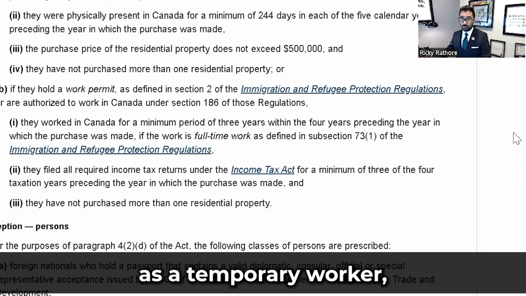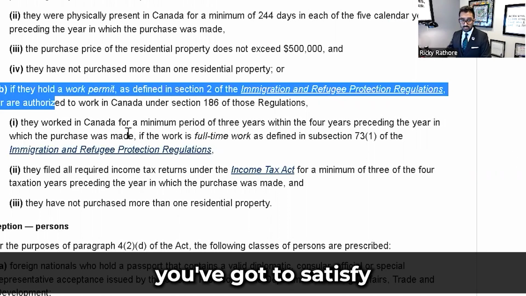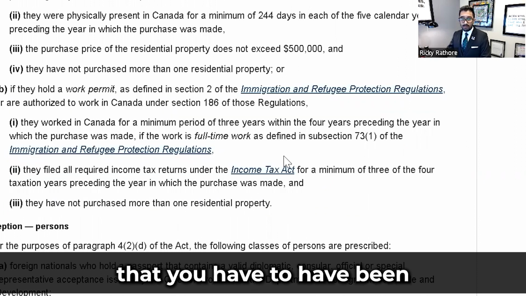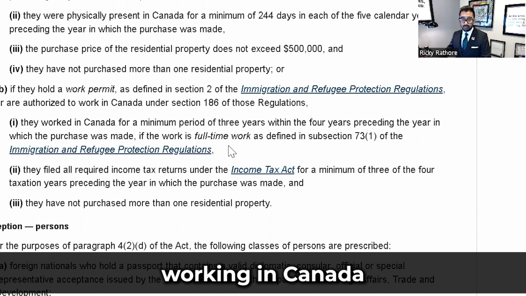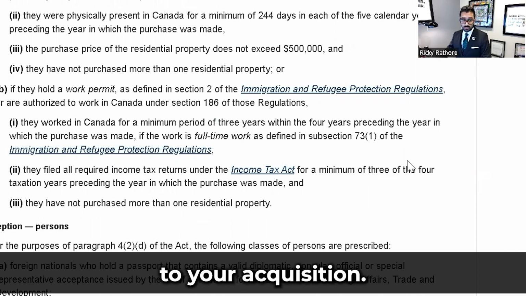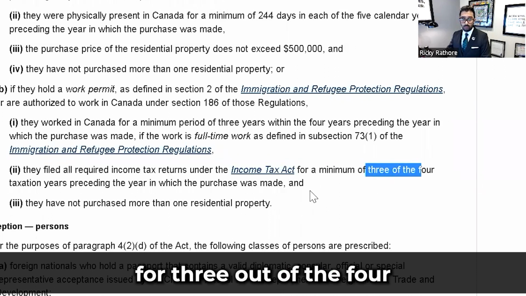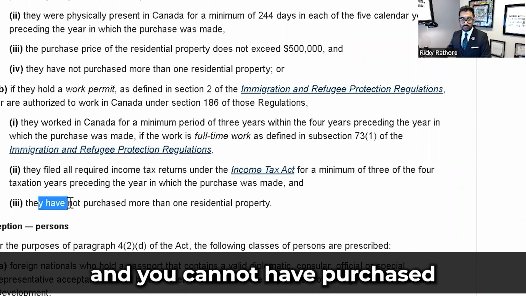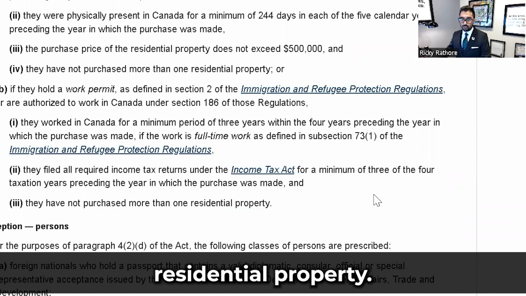As a temporary worker under a work permit, you've got to satisfy these requirements. The three main requirements are that you have to have been working in Canada for at least 3 years within the preceding 4 years prior to your acquisition. You have to have filed all of your income tax returns for 3 out of the 4 preceding years before the purchase, and you cannot have purchased more than one residential property.